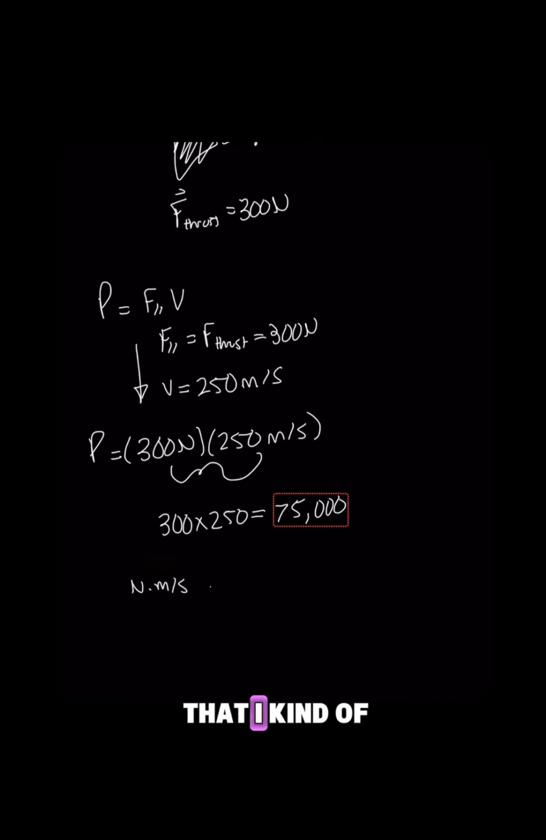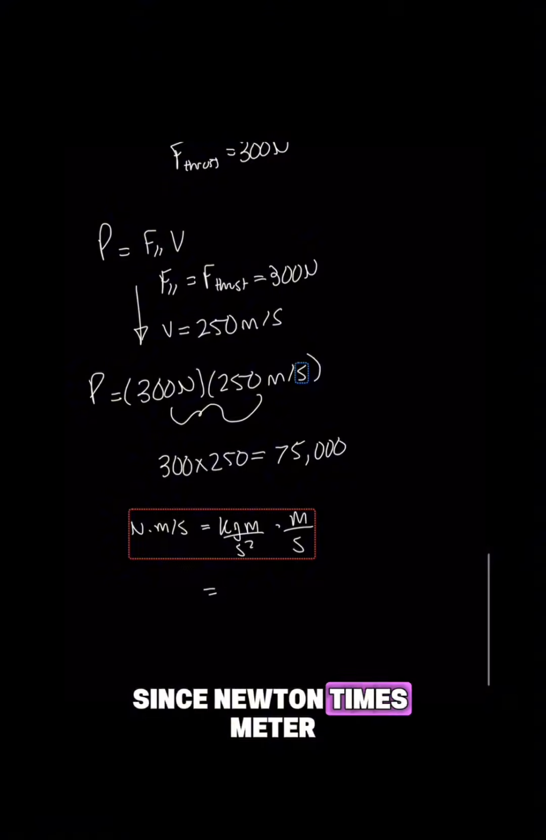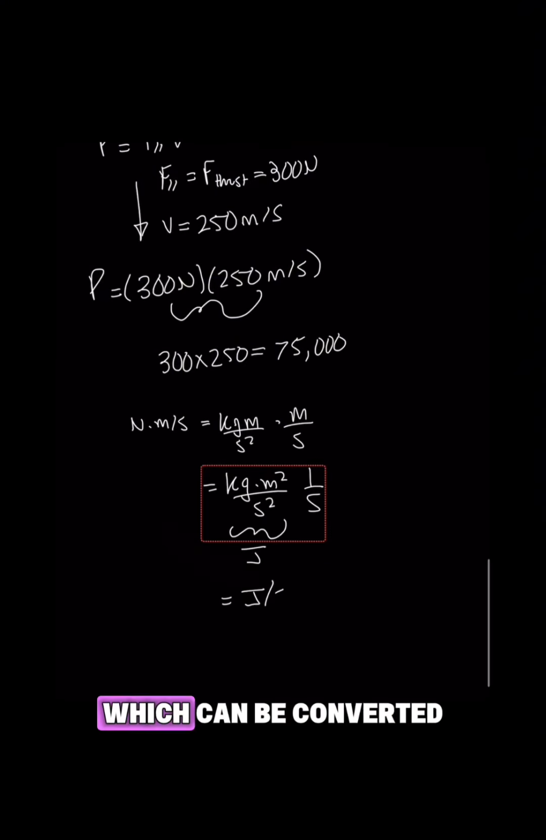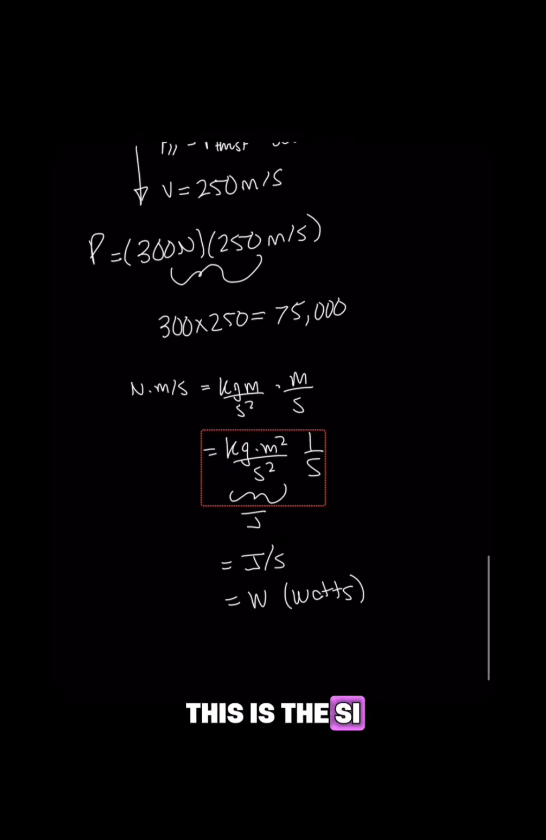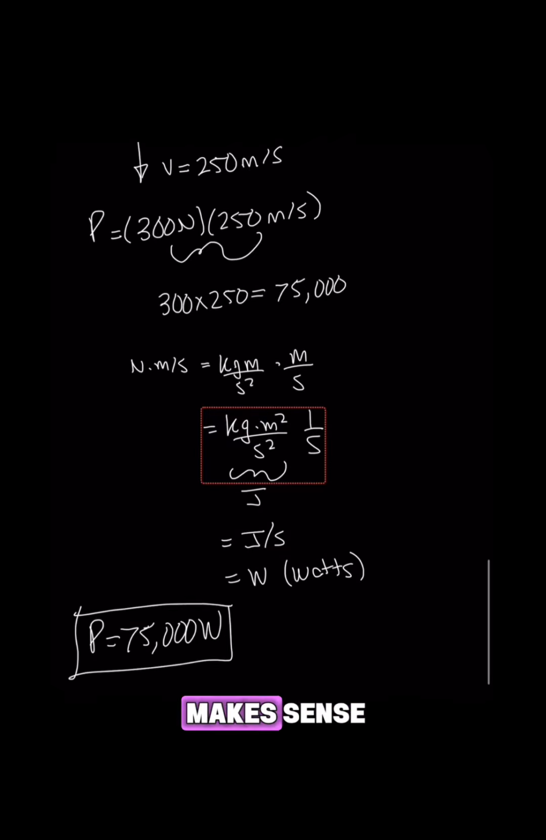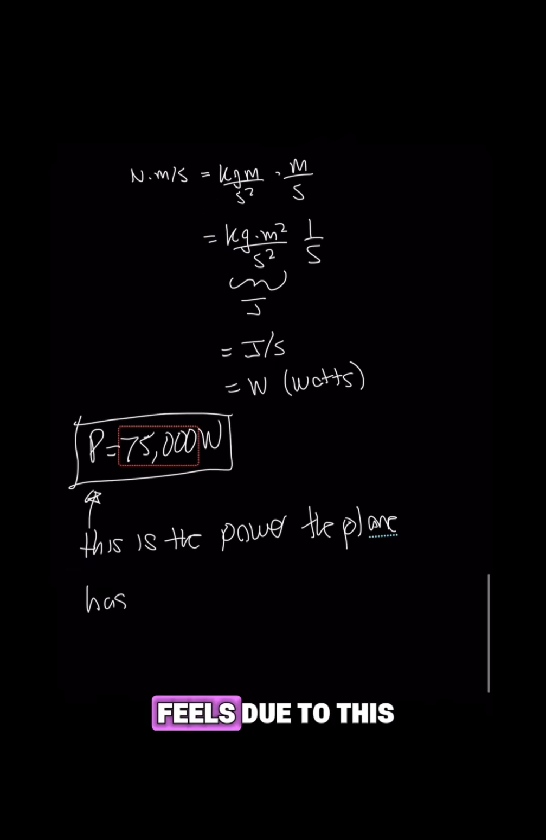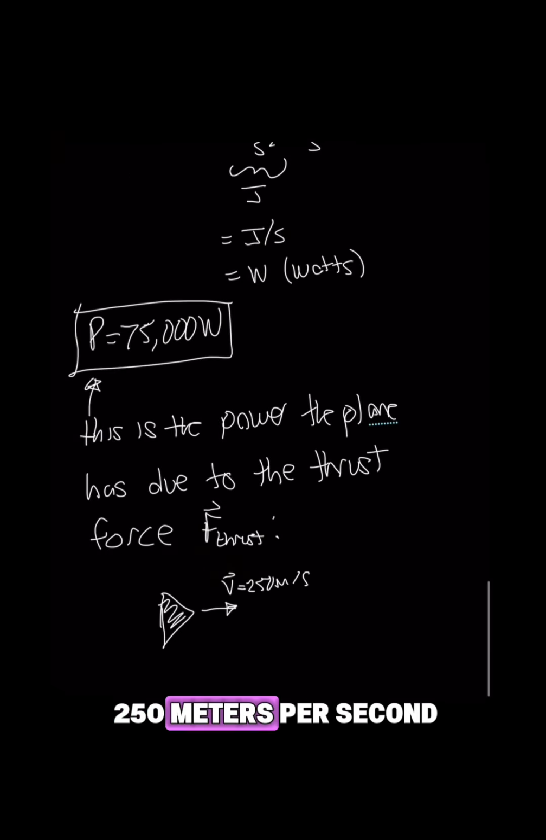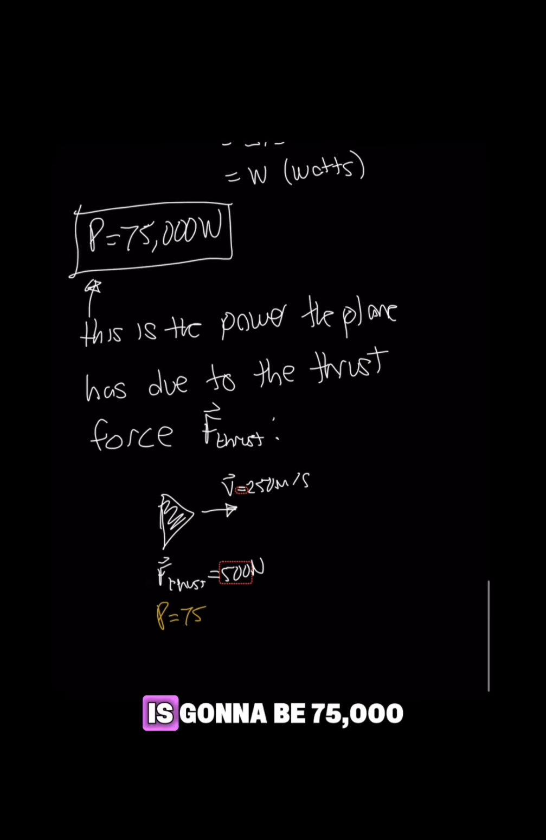And if we do that, I kind of overcomplicated it, since newton times meter is just equal to a joule, but either way we get this final answer for the units, joules per second, which can be converted to a watt. This is the SI unit for power, so we know this equation makes sense. This is going to be the power the plane feels due to this thrust force. So as a plane travels with a velocity of 250 meters per second, the power it has is going to be 75,000 watts due to this thrust force.